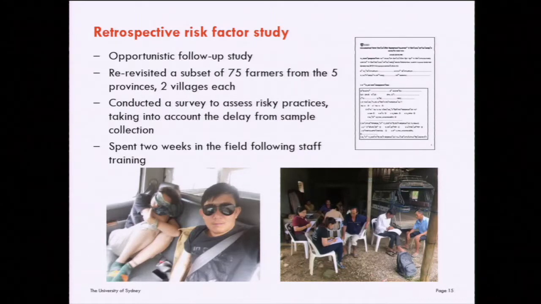So we opportunistically followed this study up with a risk factor survey where we revisited 75 farmers involved in the blood collection. We went to all the provinces and we randomly selected 2 villages per province. So we conducted a survey assessing risky practices, keeping in mind that there was a gap between blood collection and the survey, and we spent 2 weeks driving all around Laos to conduct the surveys.